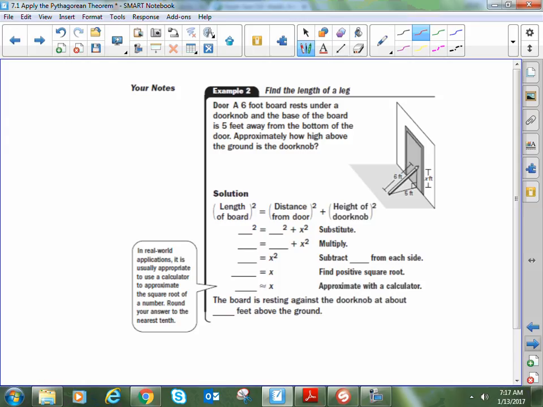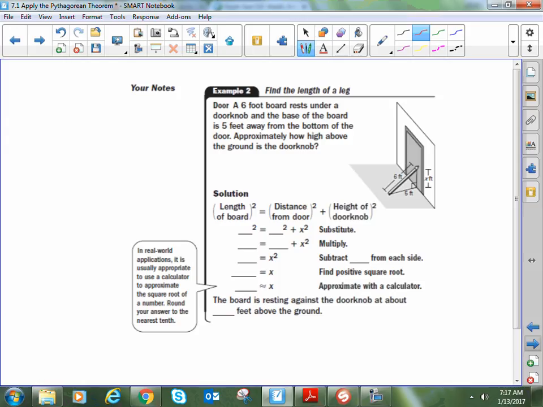They draw the diagram wrong. They can do the math correct, but if you have the diagram, a lot of times that's going to help you or make sure that you actually get the side that you're looking for. So if you don't have a diagram drawn for you, I definitely encourage you to draw one. So in this case, we have a board resting underneath a doorknob.